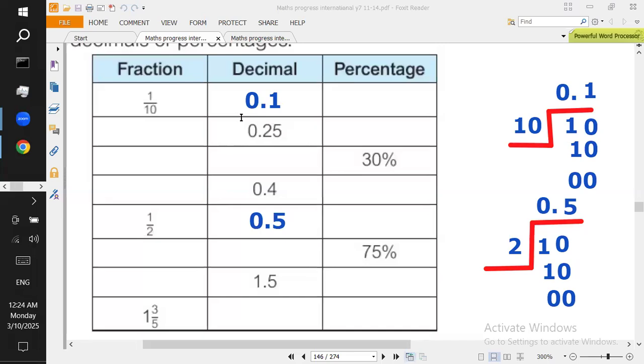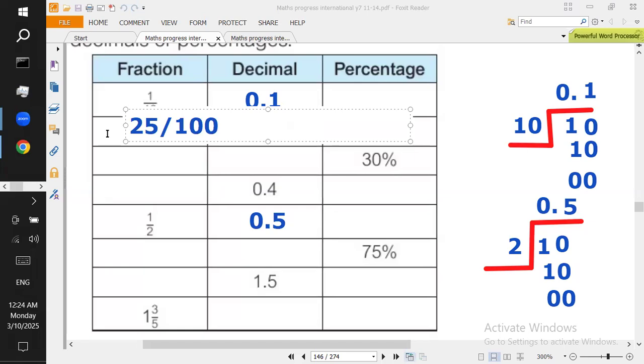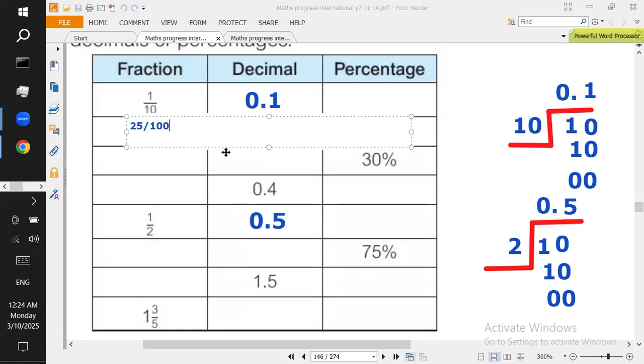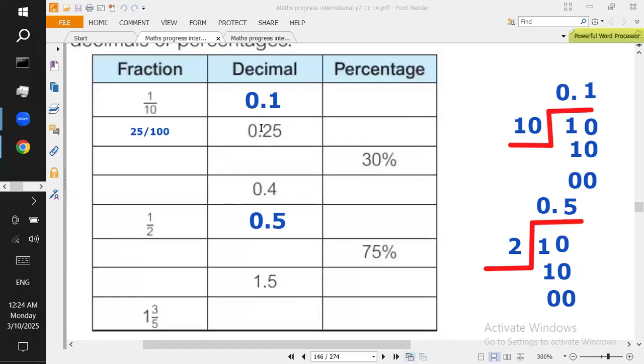Now, as you can see here, 0.25 means 25 out of 100. It means when you write it as a fraction, you'll write it like this, 25 over 100. Let's make it smaller. So this one, 25 over 100. Here, 30 over 100. Now, you can write it like this and simplify it at the same time.